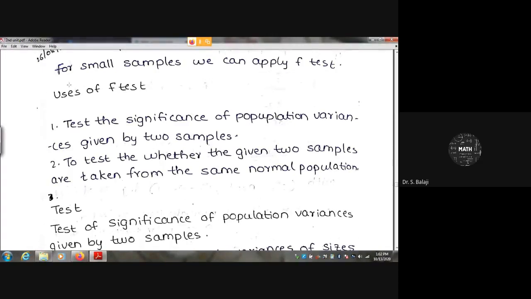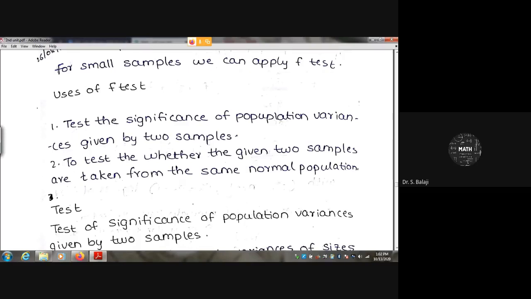The F distribution is also one of the distributions that is useful for testing with small samples. It's a small sample idea here. For small samples, we can apply the F test. What are the uses of the F test?